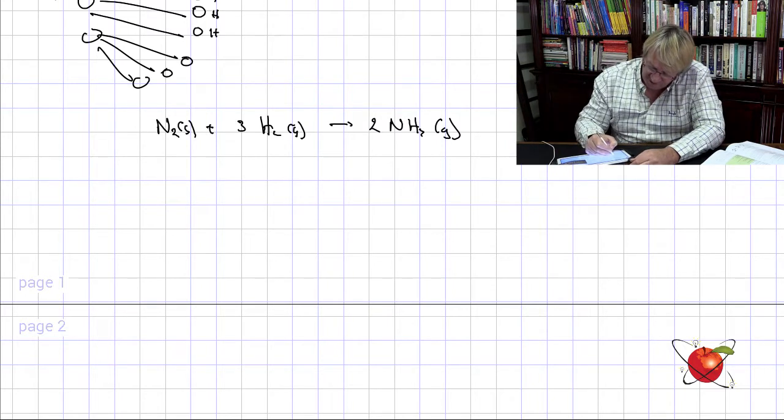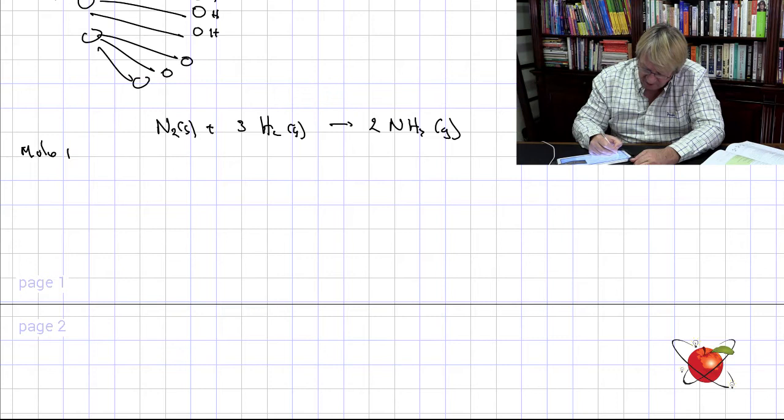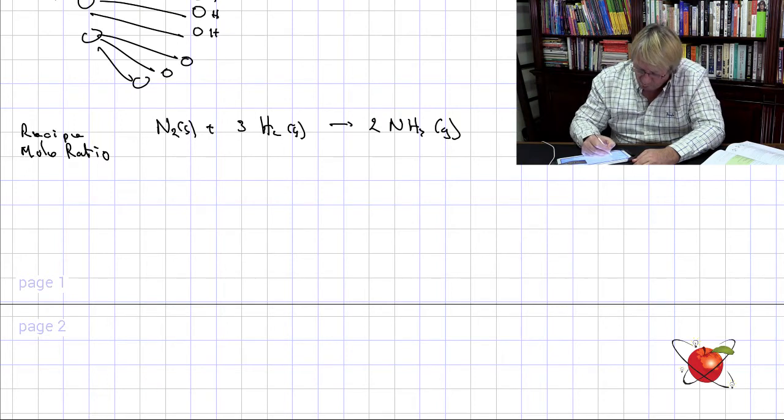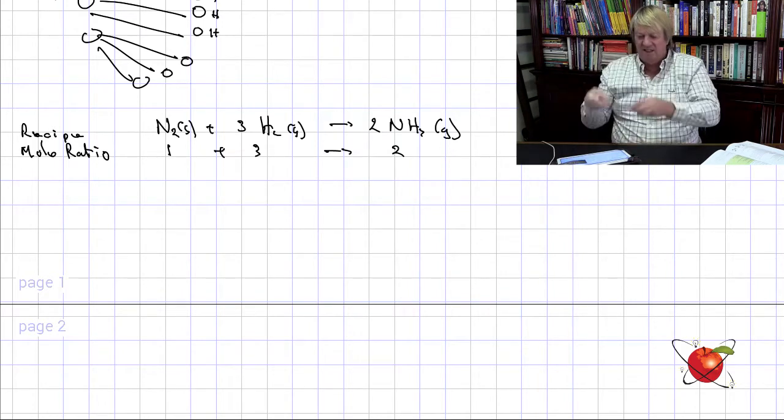Now, this here is our formula. Now, how many of this? There's the mole ratio over here. Essentially, this is the recipe, isn't it? It's 1 cup of that plus 3 cups of that gives me 2 cups of that. Right? Isn't that the recipe? That's what we're saying over there. It's just that we don't use cups, we use moles. So it's 1 mole plus 3 moles gives me 2 moles.